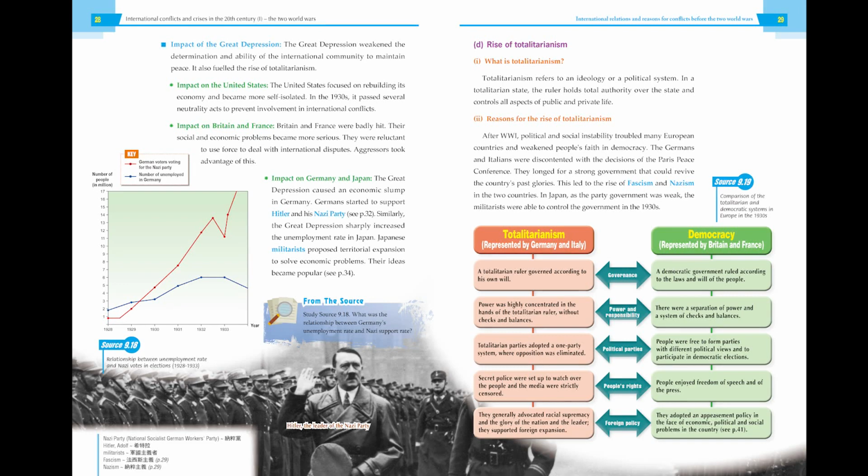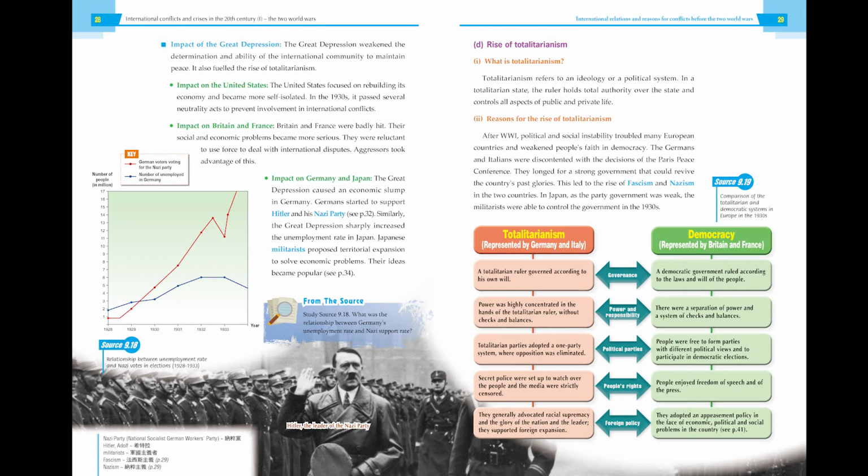Impact on Germany and Japan. The Great Depression caused an economic slump in Germany. Germans started to support Hitler and his Nazi Party. Similarly, the Great Depression sharply increased the unemployment rate in Japan. Japanese militarists proposed territorial expansion to solve economic problems. Their ideas became popular. Look at the source 9.18.